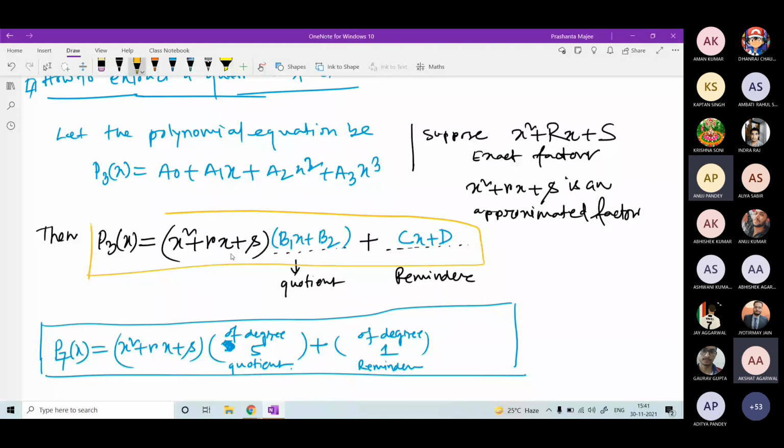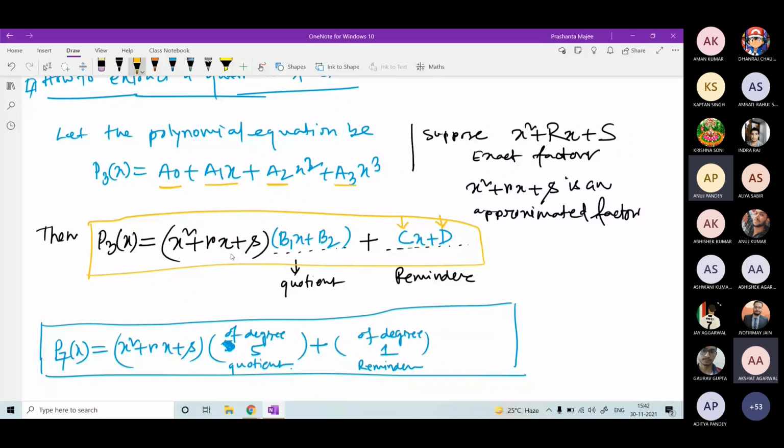Now you have to find out what is C and what is D, the remainders, and you have to equate them to 0 to find out the values of r and s. You have to find out C and D in terms of the given coefficients A0, A1, A2, A3. They will be given. And then you will have to equate them to 0 to find out the value of small r and small s.